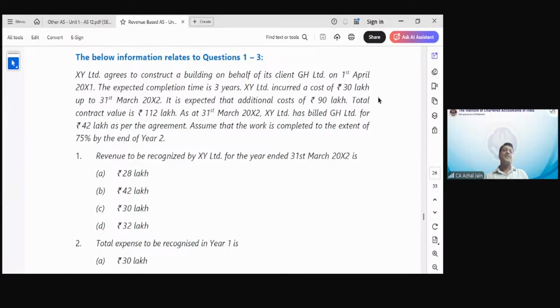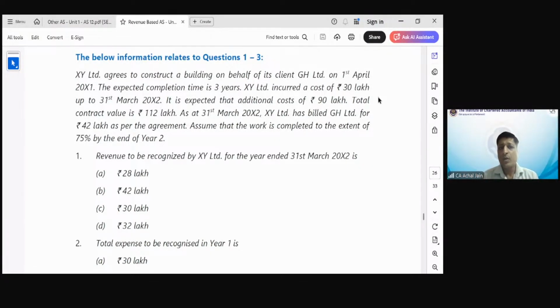Yes. So we have this company XY which agrees to construct a building on behalf of its clients. One of the clients is GH on 1st April X1. Expected completion time is 3 years. XY incurred a cost of 30 lakhs up to 31st March X2. So 30 lakhs is the actual cost. It is expected that additional cost of 90 lakh will be incurred. So all in all, total cost is 120.